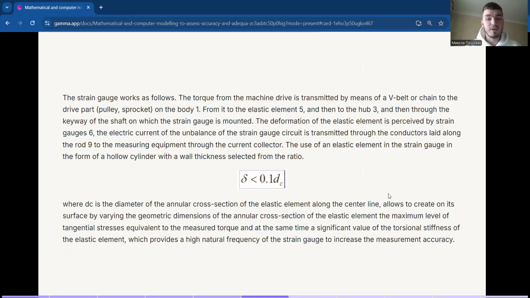The use of an elastic element in the strain gauge in the form of a hollow cylinder with a wall thickness selected from the ratio, where Dc is, and we can see a formula where Dc is a diameter of the annular cross-section of the elastic element along the center line, allows creating on its surface, by varying the geometric dimensions of the annular cross-section of the elastic element, the maximum level of tangential stresses equivalent to the measured torque, and at the same time a significant value of the torsional stiffness of the elastic element, which provides a high natural frequency of the strain gauge to increase the measurement accuracy.